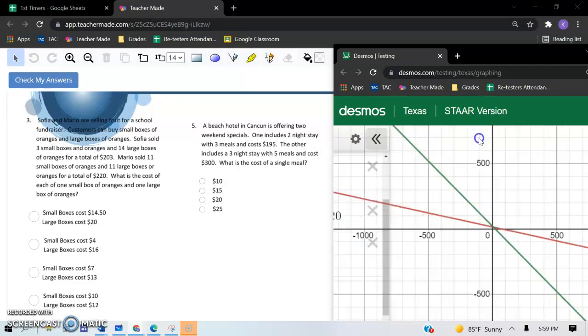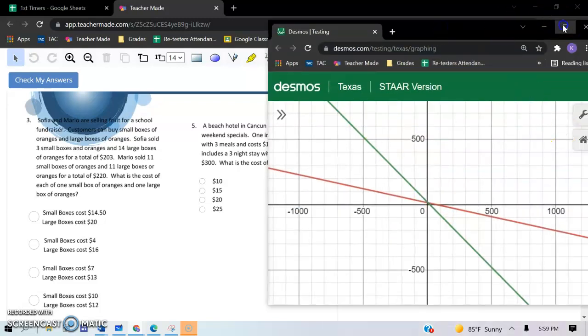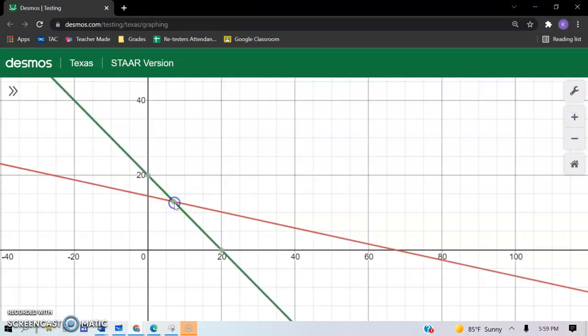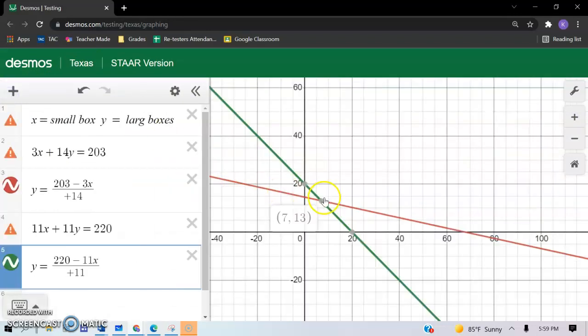And I have here my equations. Let me make it bigger. And I'm just going to zoom in a little bit so that I can see where they cross. They cross right there at 7, 13. But what number? So look, the first number is the x, which is the small boxes. And the second number is 13, which is the y.